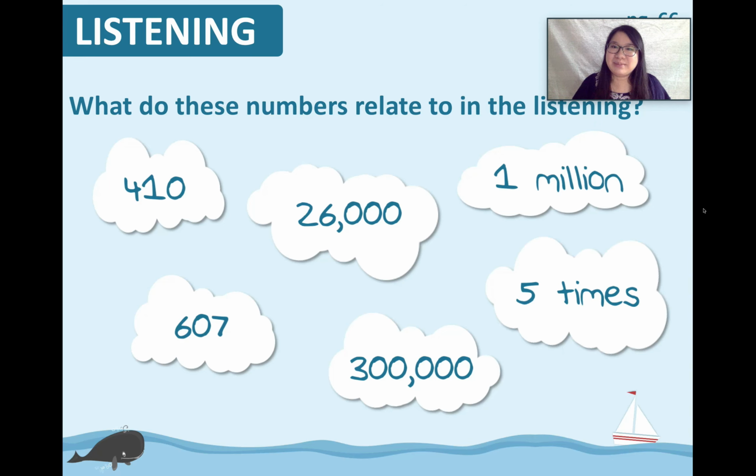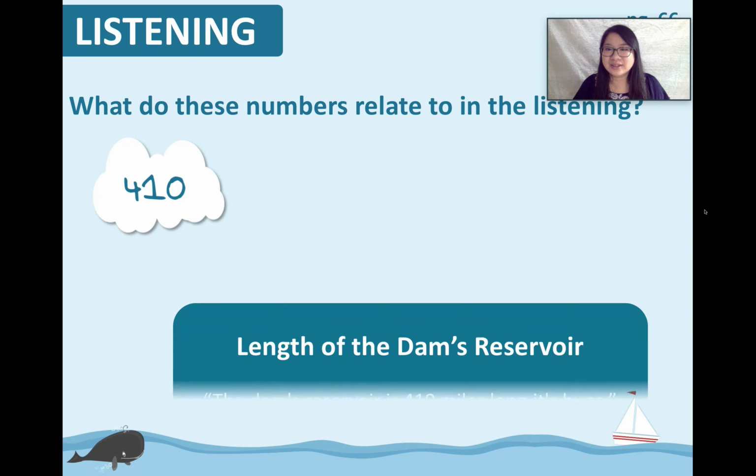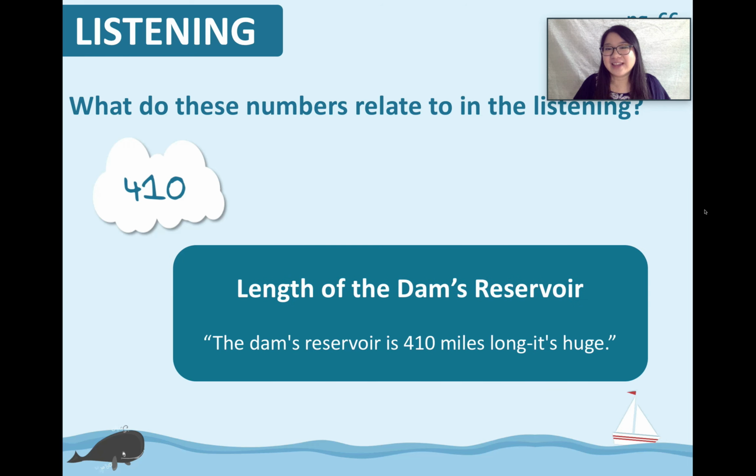Now let's check the meaning of each number. We'll start with the first number, 410. Do you remember what it was about? 410 is the length of the dam's reservoir. It's 410 miles long. It's huge!